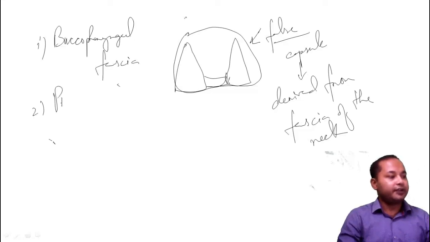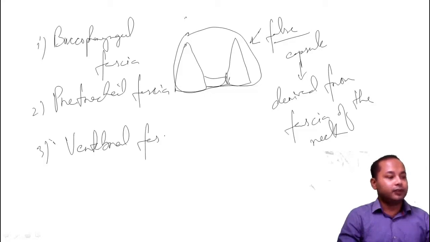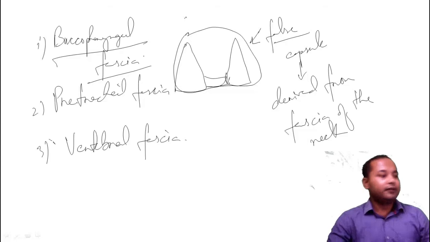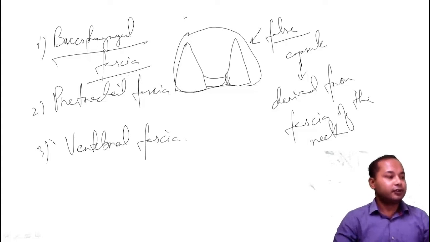One is the pretracheal fascia, and the third one is the vertebral fascia. So the buccopharyngeal fascia, I am sorry, this is present in the pharyngeal part, the posterior part.